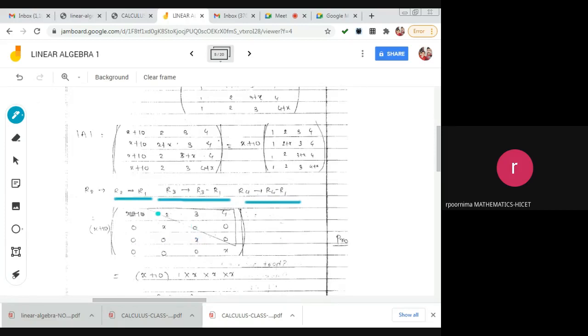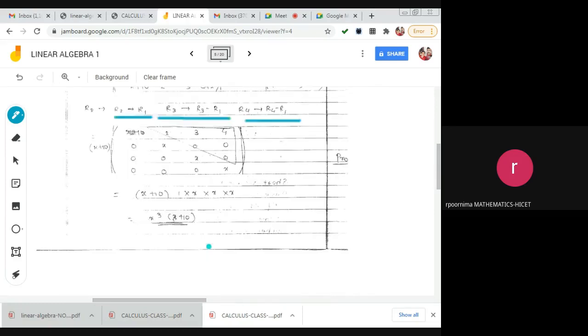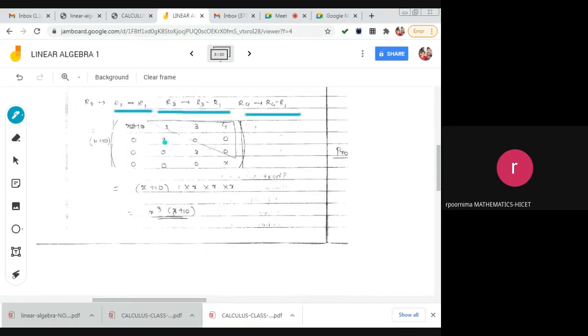Then check whether it is an upper triangular matrix. Yes, it will be your upper triangular matrix. So you multiply the diagonal elements, x into x into x. So x plus 10 into x into x into x. So you will be getting x cube into x plus 10. That is your answer.